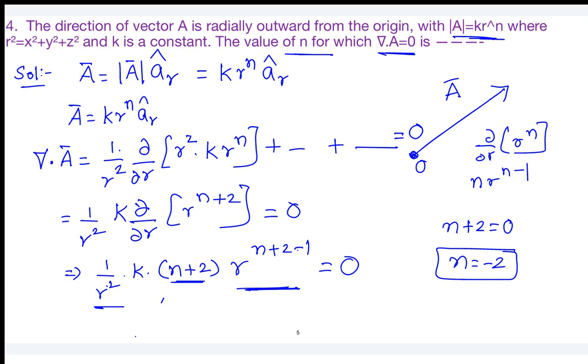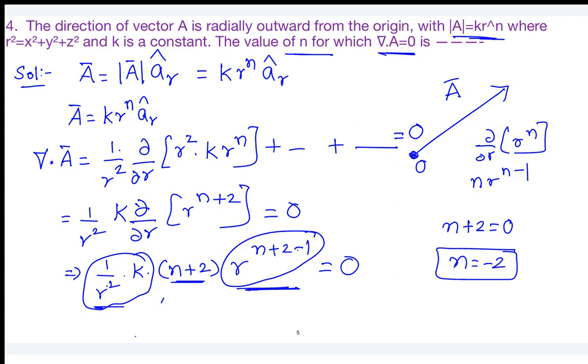But what I was telling was k by r square is a finite number, right? Which cannot become 0 because r is some finite distance. And k is a constant, which cannot become 0 in the question. And r power something will be anything. If you take 1 power 0 or anything, it will not become equal to 0. If you take x power something, it will not be equal to 0. So I need not consider 1 by r square also.